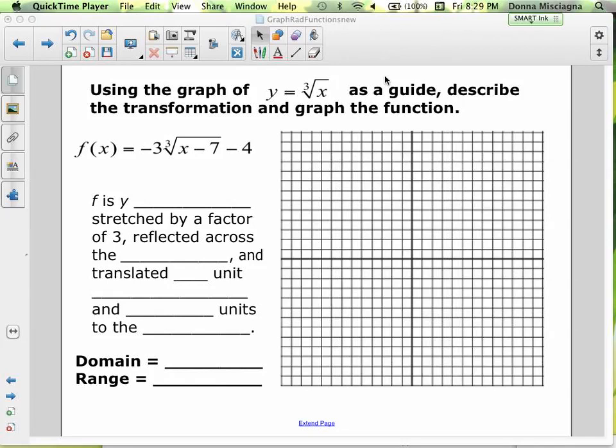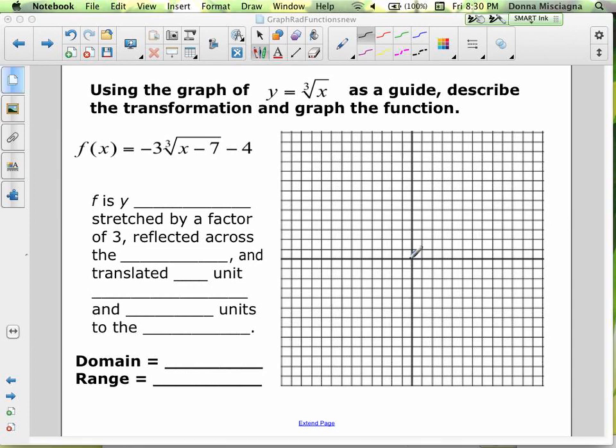Welcome back. All right, so we're going to do a few more multiple transformations. Our first one, cube root. So let's graph our parent function.